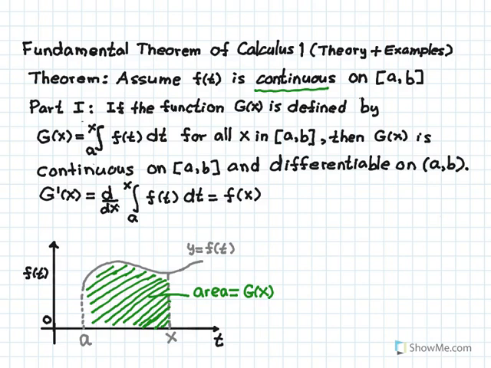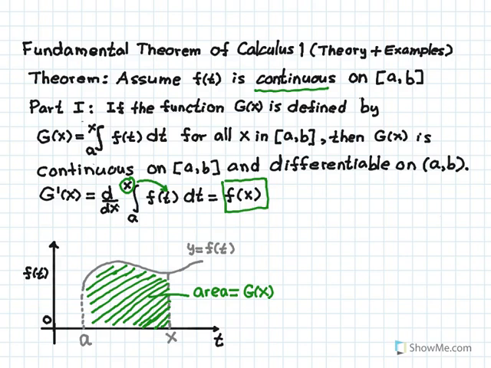G prime of x is equal to d dx of the integral from a to x of f of t dt, and that's equal to f of x. Now, the key point here is that the derivative cancels the integral, and this upper limit x goes inside for t, and you just get f of x. So derivative cancels the integral, and you put the upper limit inside for your variable t. So we have a drawing here.